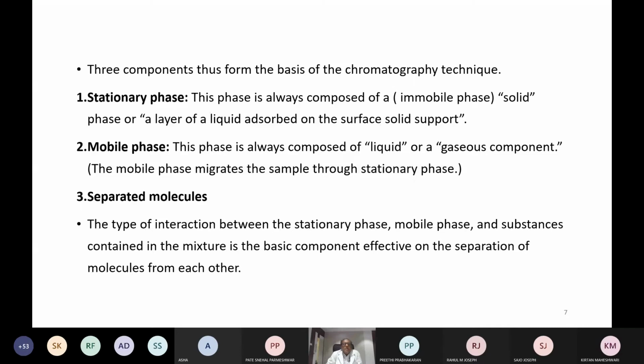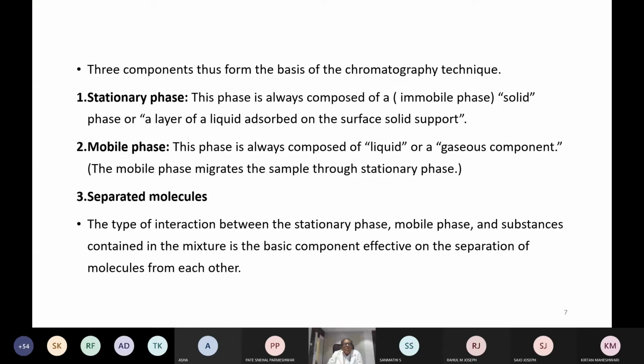As I said earlier, there will be two phases. One is the stationary phase, which you can also call the immobile phase. The second one is the mobile phase, which is always composed of a liquid or gaseous component, as in gas chromatography. The interaction between the stationary and mobile phase and the substances contained in the mixture is the basic factor affecting the separation of the molecules from each other.